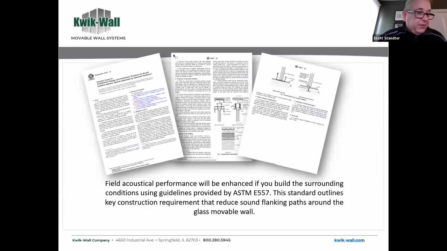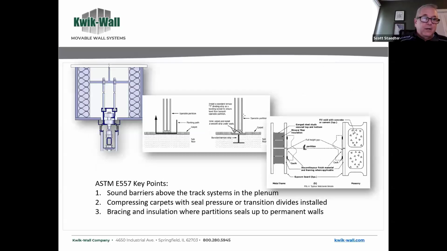In order to make sure that the lab test, which is the ASTM E90 test, is going to be as close as possible to the field test, you need to build surrounding conditions. And those surrounding conditions are ASTM E557. So that is what you want to make sure that you build. There's really 3 main points to it. One, when you build an operable partition, a glass operable partition, you need to have a header in the plenum, right? So you've got to build up to the deck so the sound doesn't go through.